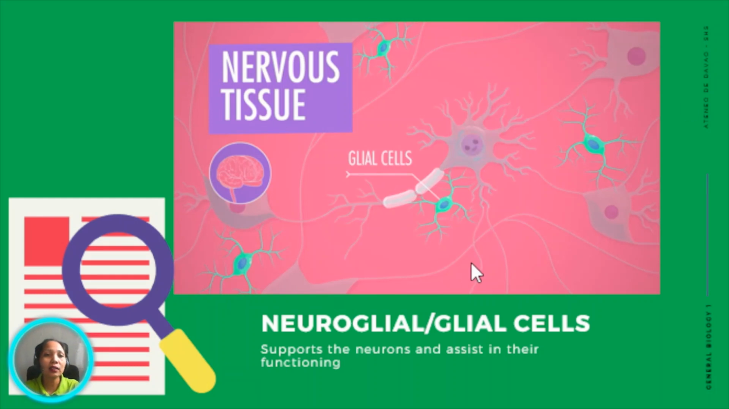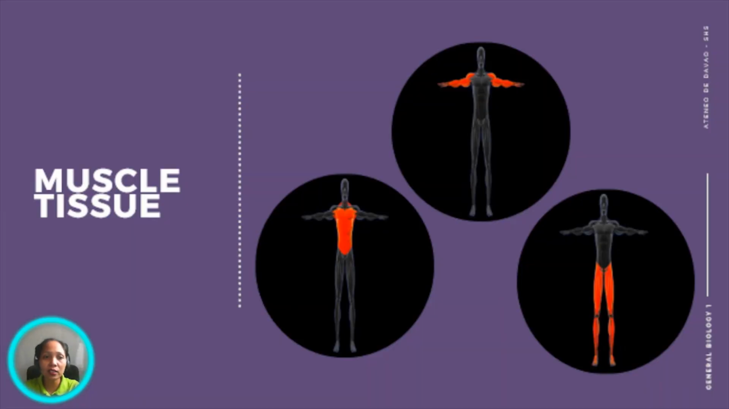The next category of animal tissue is the muscle tissue. This consists of cells that contract when electrically stimulated. Muscle tissue allows the movement of other tissues and organs. Animal bodies contain three types of muscle tissue.